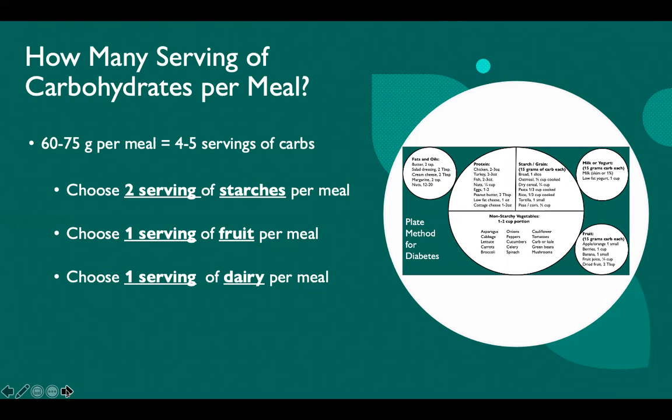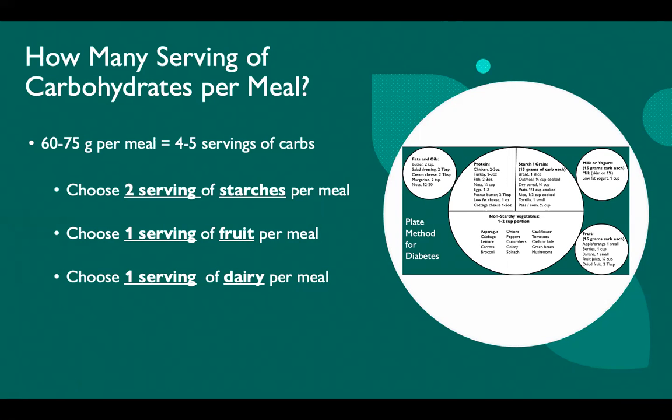So how I like to think about it is think of the 4 to 5 servings of carbs per meal kind of as money. So you get to choose where you spend your carbs at each meal. And the information below is kind of a way to guide you of how to spend your carbs. So you don't necessarily have to. But again, this is just going off of the plate method for diabetes.